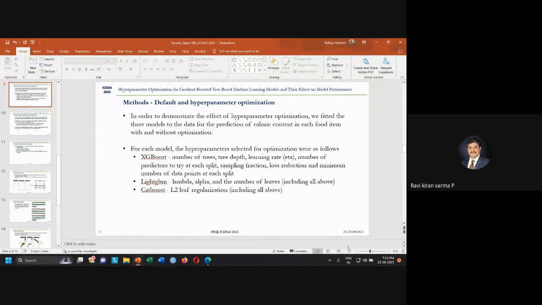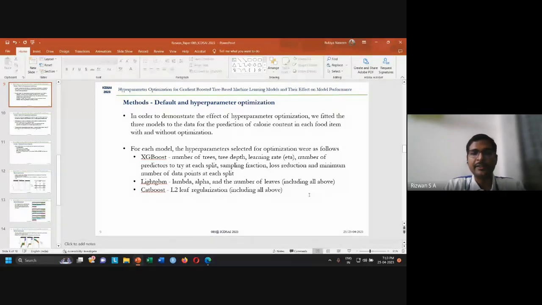Yes, sir. So for XGBoost, these were the hyperparameters: number of trees, tree depth, learning rate, number of predictors to try at each split, sampling fraction, loss reduction, and minimum number of data points to try at each split. For LightGBM, all the above parameters, in addition, lambda, alpha, and the number of leaves. For CatBoost, the leaf regularization was also used.